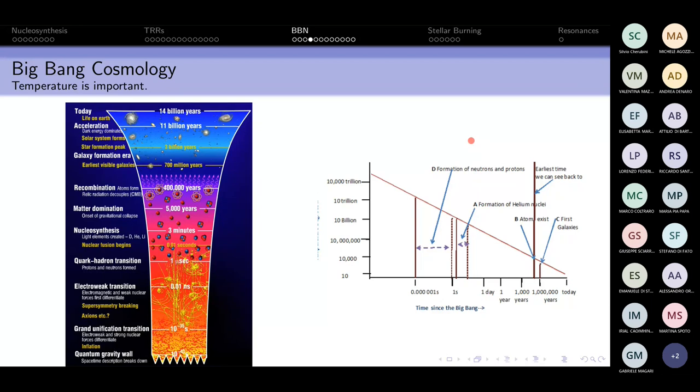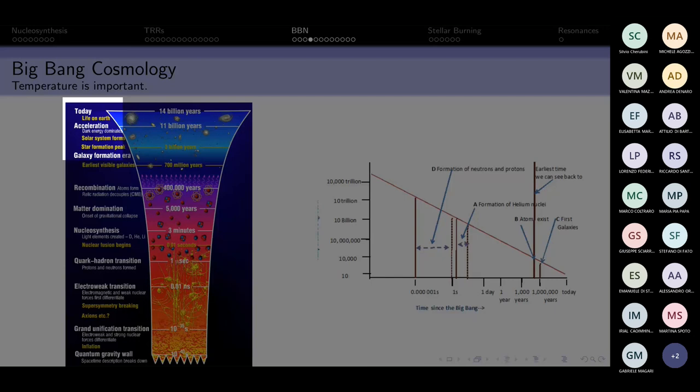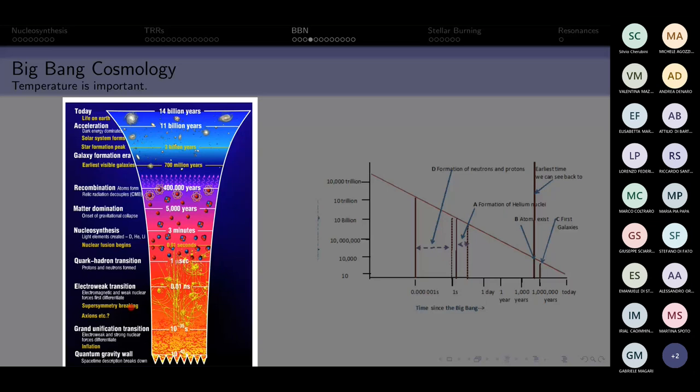So, this is a difficult figure for you to read, probably, but on the left-hand side are some times, as well as some major events in the universe.